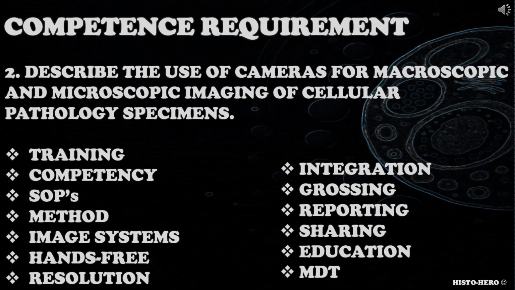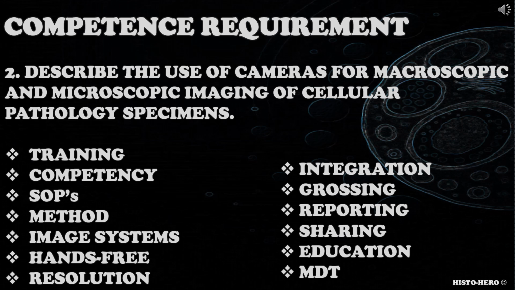The second competence requirement is describe the use of cameras for macroscopic and microscopic imaging of cellular pathology specimens. Candidates should be able to describe use of cameras. Can the candidate describe how cameras are used to take macroscopic images of histology samples? Can they describe how digital systems are used to take microscopic images of histology samples? Can they name cameras or systems used for taking images in your lab? Do they use those cameras and systems?